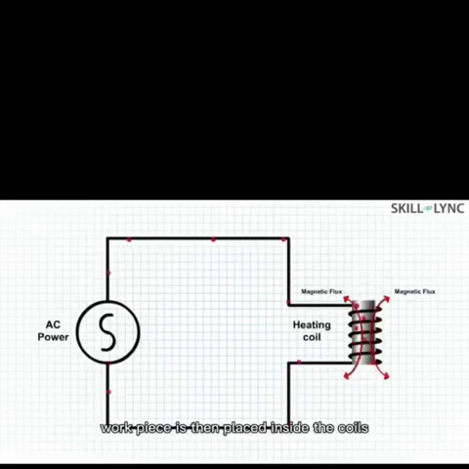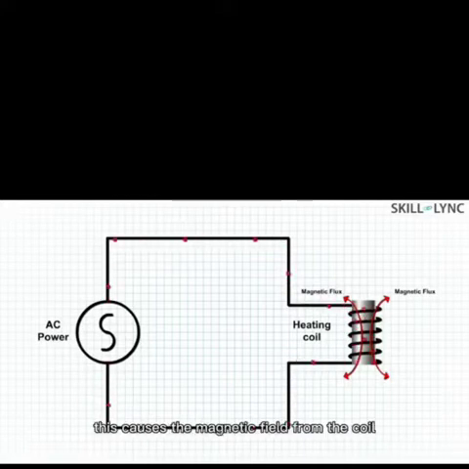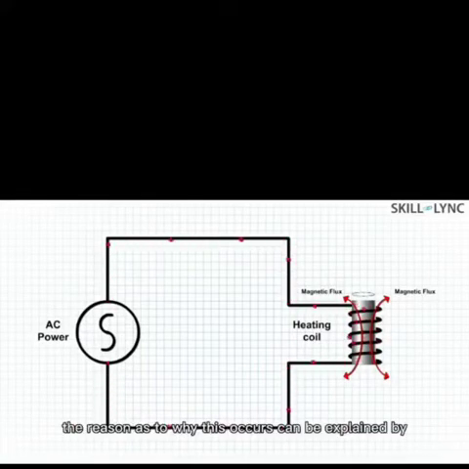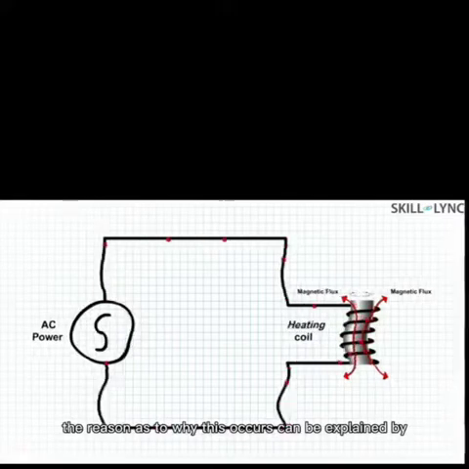The workpiece is then placed inside the coil. This causes the magnetic field from the coil to induce an electromotive force along with eddy currents. This is somewhat similar to a transformer. The reason why this occurs can be explained by Faraday's laws of electromagnetic induction. We can consider the workpiece as single-turn short-circuited secondary windings.